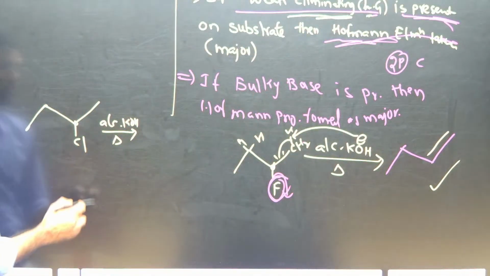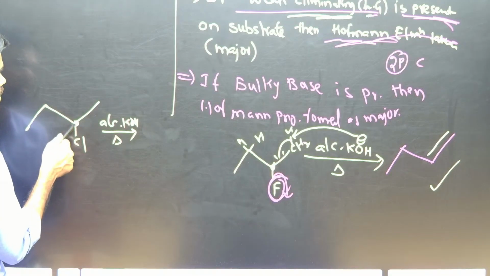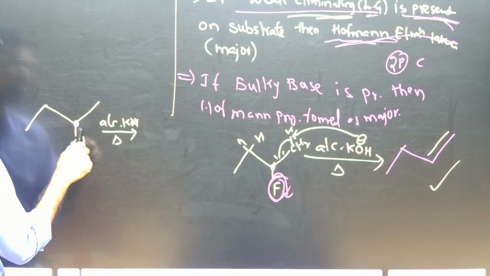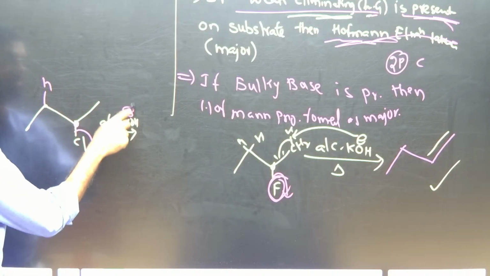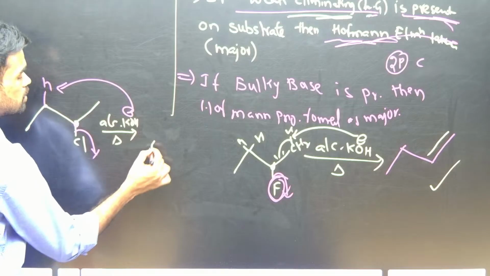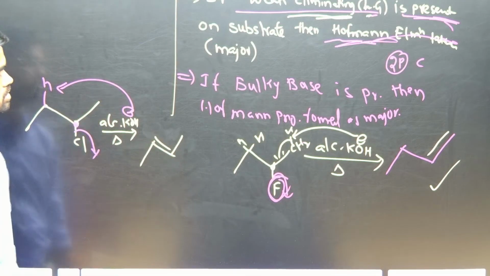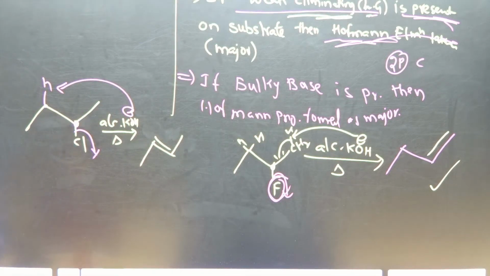Whereas here, due to the electronegativity difference between the carbon and chlorine, the chloride ion comes out easily. So now the base will abstract a proton from the internal side, and that will give a more stable alkene like this. Is that clear, both the differences? Right.